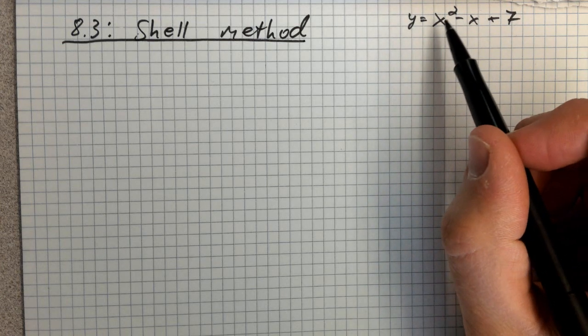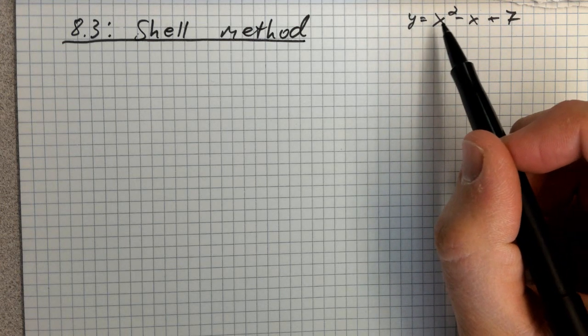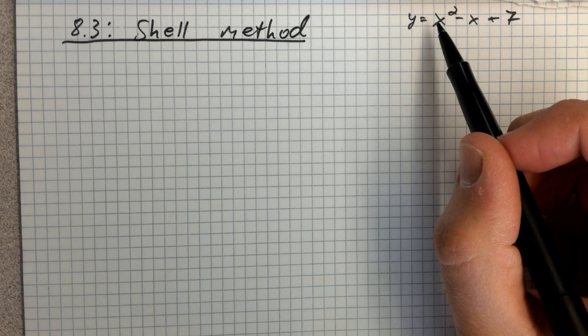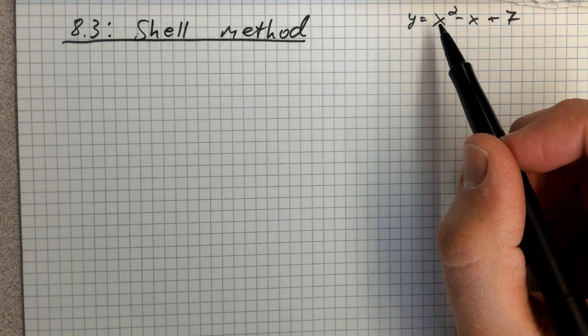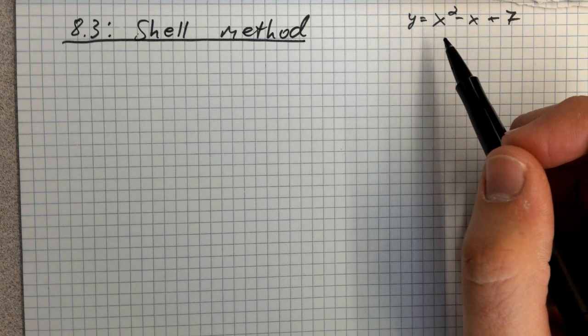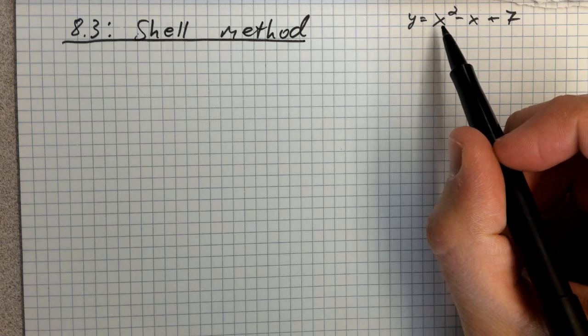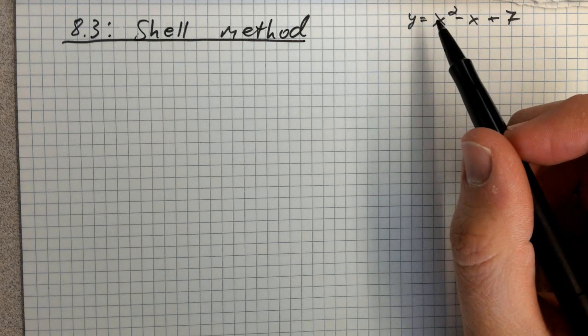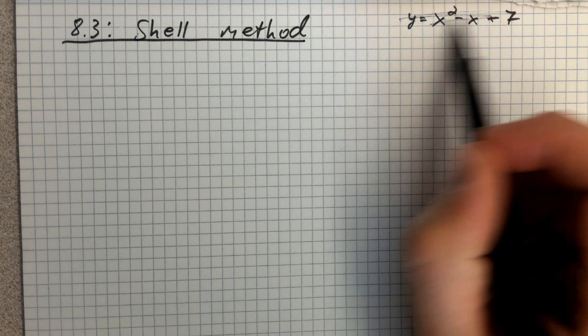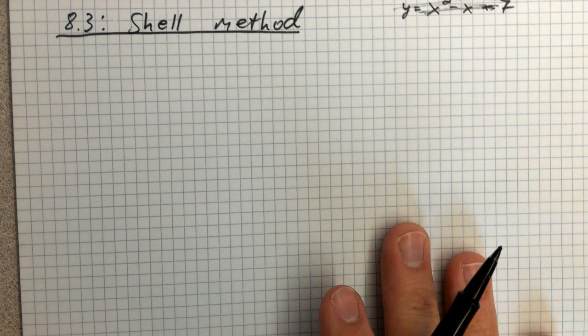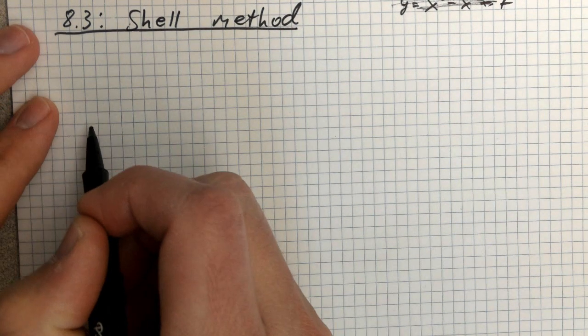So if it was a region where I needed it in terms of y in order to use the disk or the washer method, but I can't get it in terms of y, then I would need to use the shell method, okay? So we'll deal with some examples here in a second, but let's just set this up in general first of all, okay?